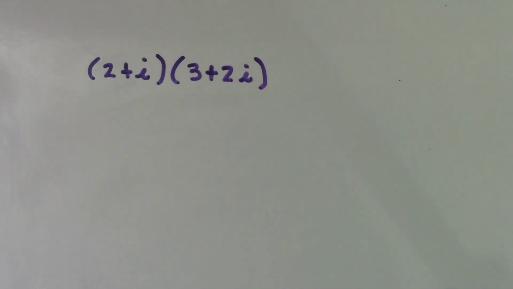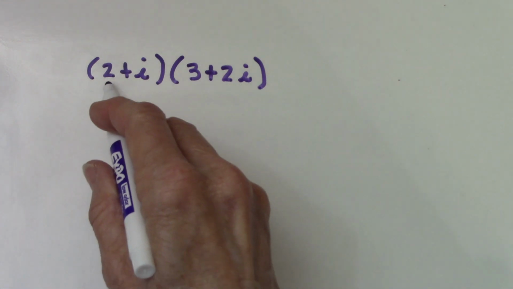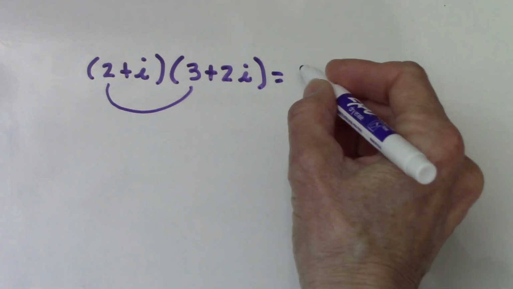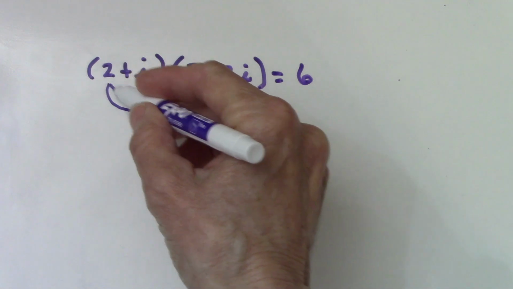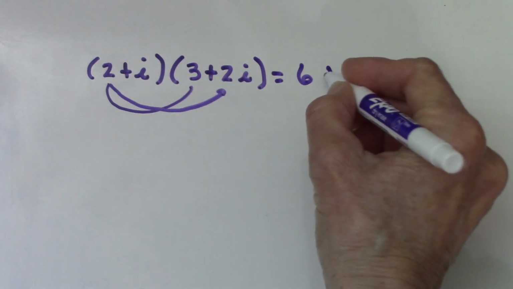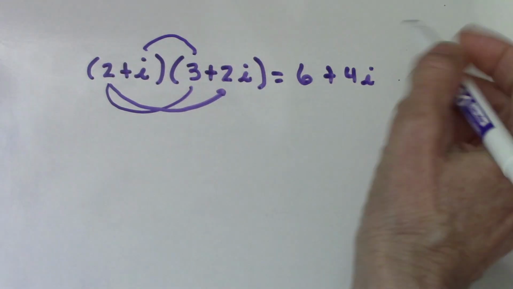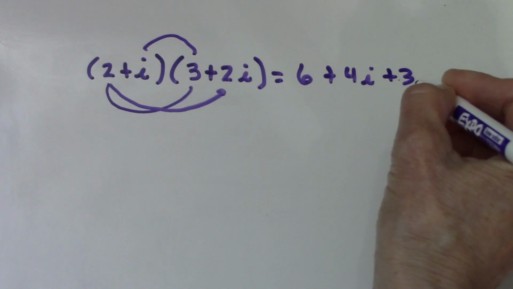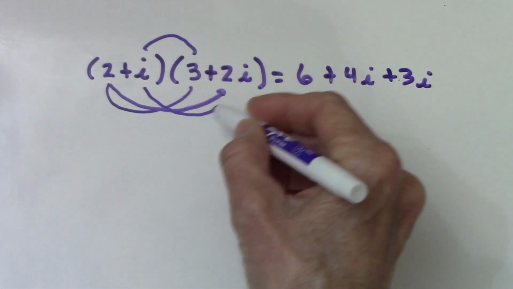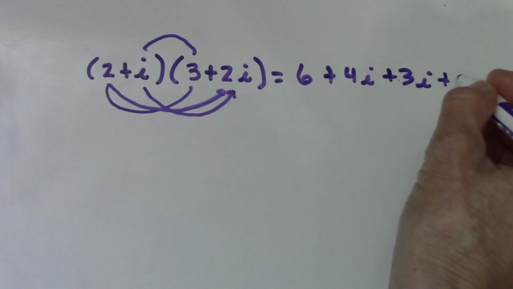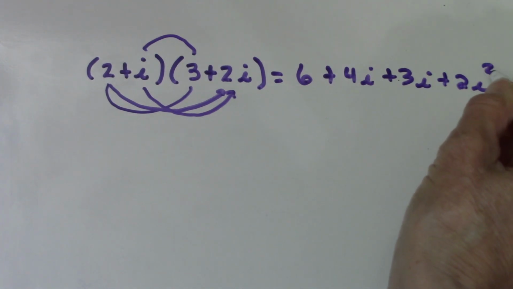Okay, let's look at this example of 2 plus i times 3 plus 2i. Now just like with binomials, we're going to use the double distribution. So I'm going to multiply 2 times 3 to get 6. 2 times 2i to get 4i. i times 3 is 3i, and then i times 2i is plus 2i squared.